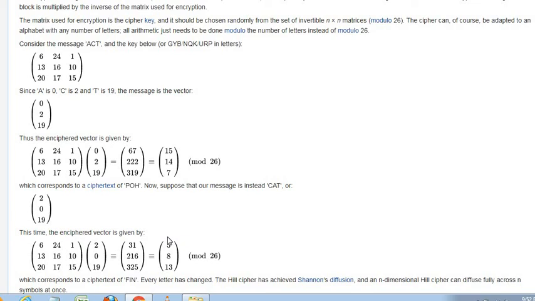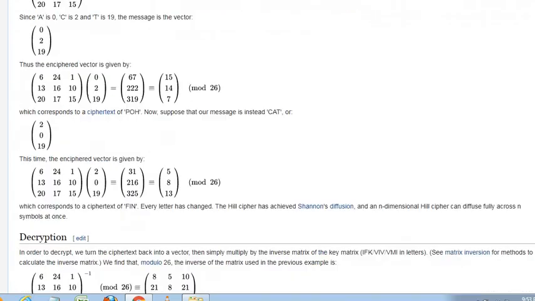This is how the encryption works. Understood? We get the key in the form of a matrix, and we convert the plain text into matrix form and multiply both matrices. We then divide by 26 by taking the modulo, and the remaining term is the ciphertext. So this is how the encryption works.